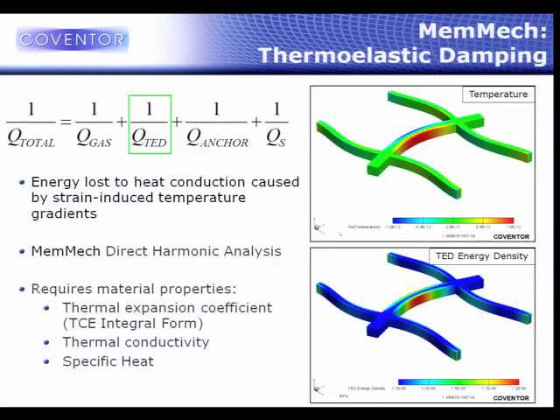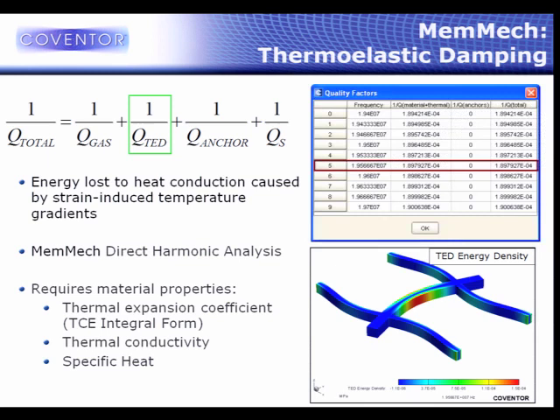Next one is thermoelastic damping. This is just explaining what it is. It's the energy loss due to heat conduction across. So in this case, if this thing is vibrating back and forth, you actually have heat flow across the width of this, and in that heat flow there's a loss of energy. That's actually a source of damping in some MEMS, and you have the ability with MEMMECH to compute that thermoelastic damping.